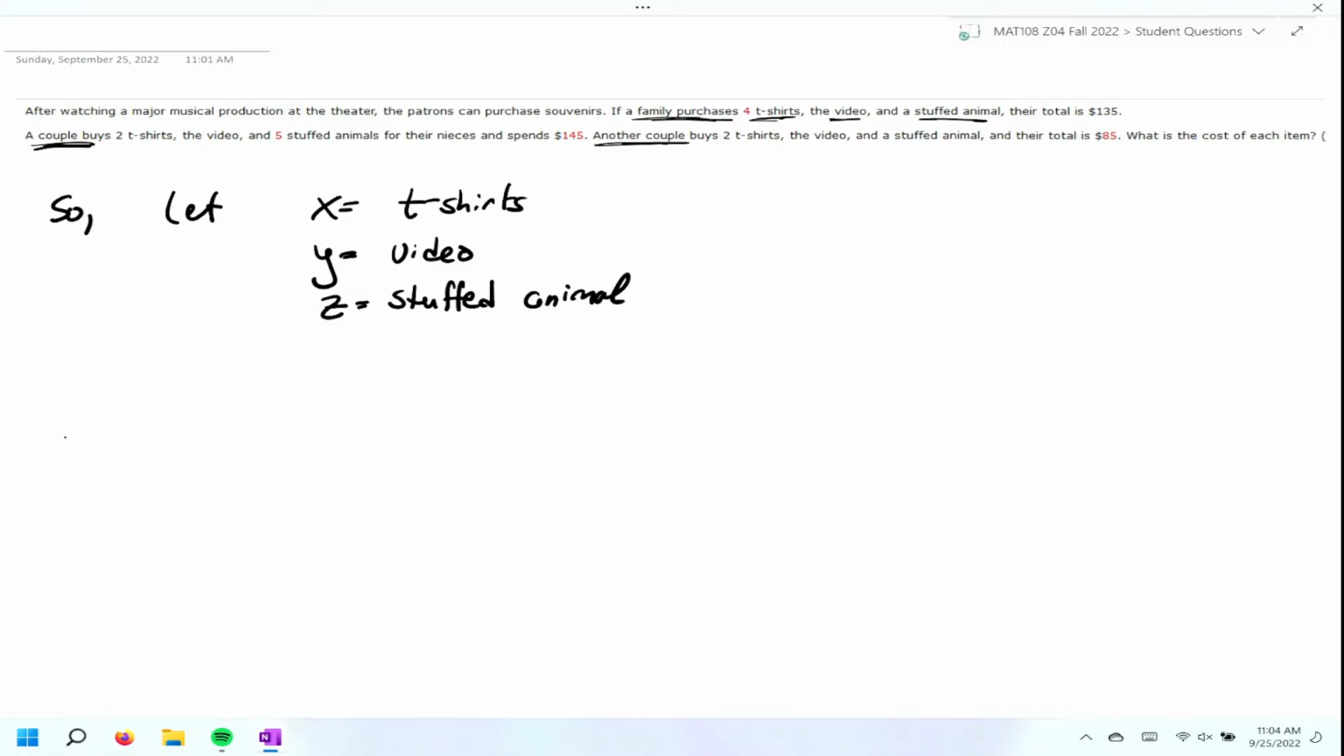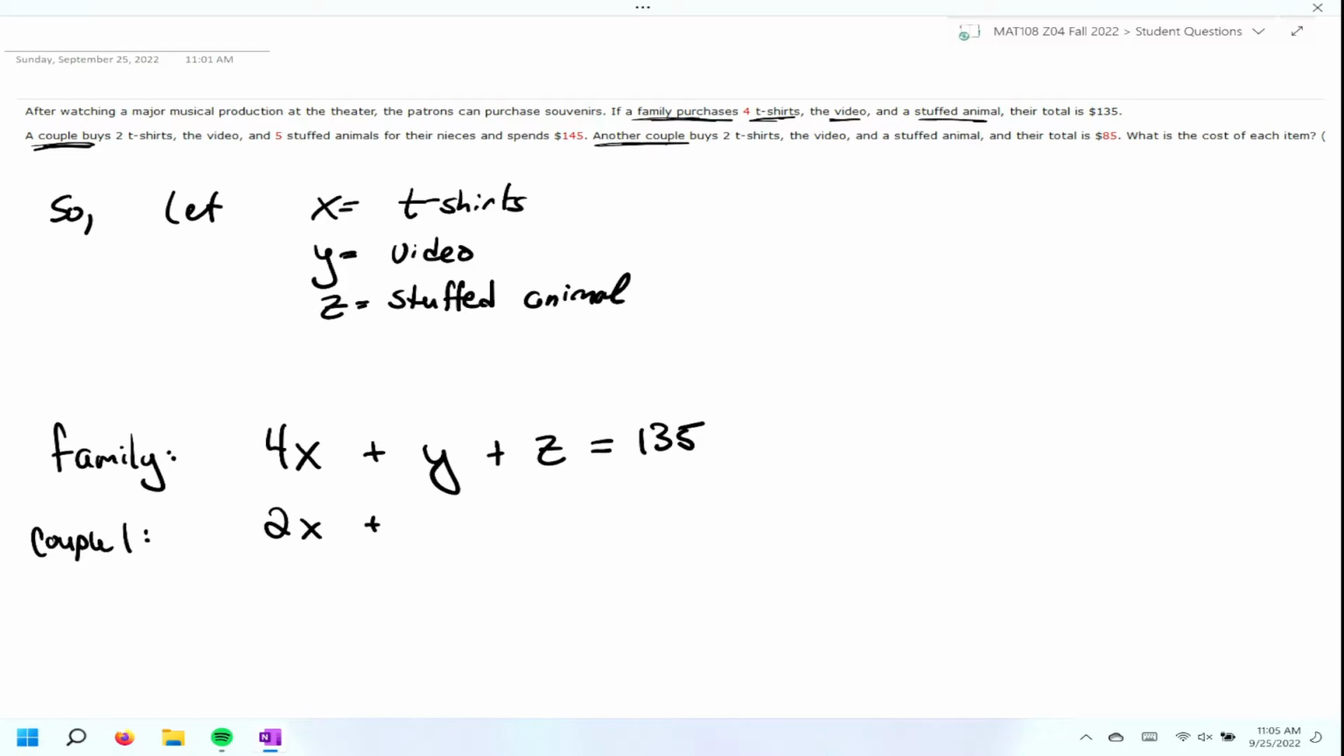We'll do the family first. So here's our family. And we know they bought four T-shirts. So that's going to be 4x plus the video. So that's going to be 1y plus a stuffed animal. So that's going to be z. And that has to equal $135. Now for the couple, and we'll say couple one, two T-shirts. So that's 2x plus a video. Well, that's y plus five stuffed animals, 5z. And that has to equal 145.